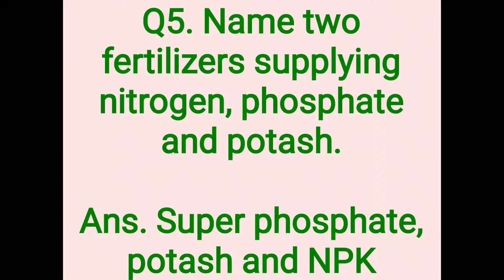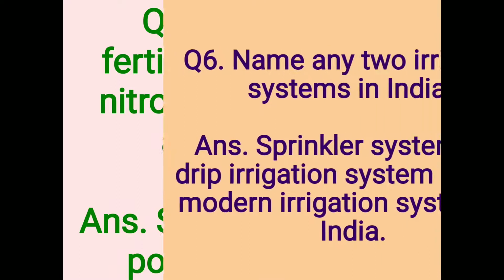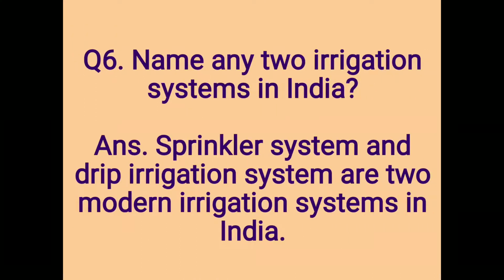Now question number 5 is name two fertilizers supplying nitrogen, phosphate and potash. Now answer is super phosphate, potash and NPK. These are the two types of fertilizers.